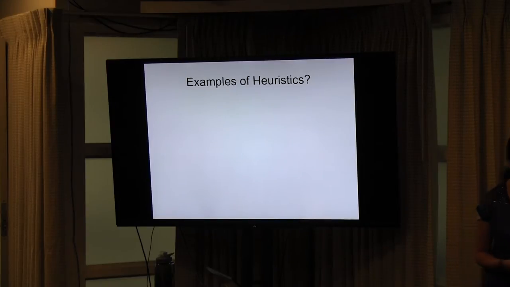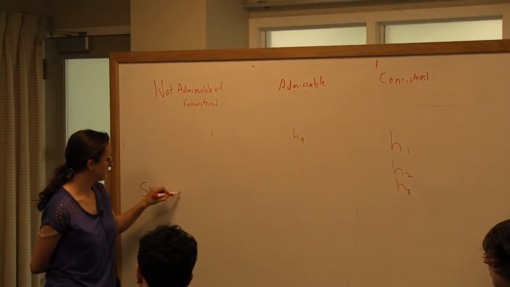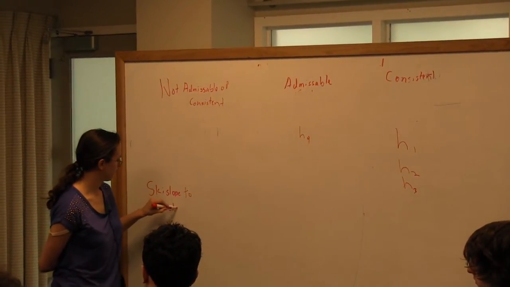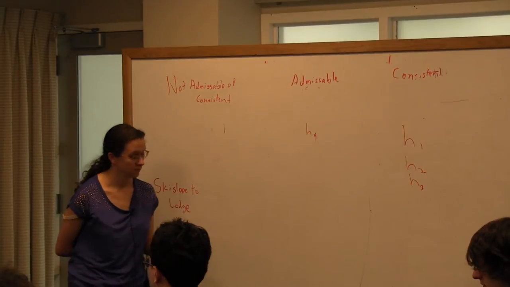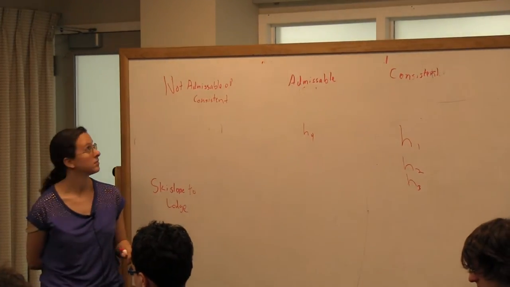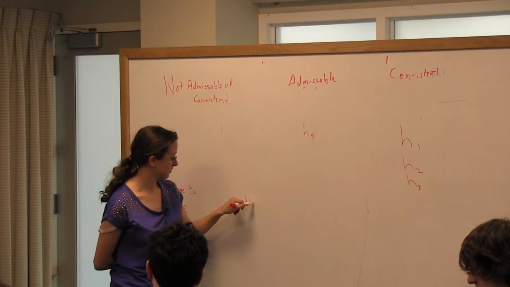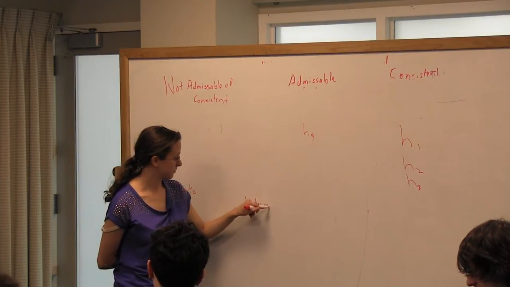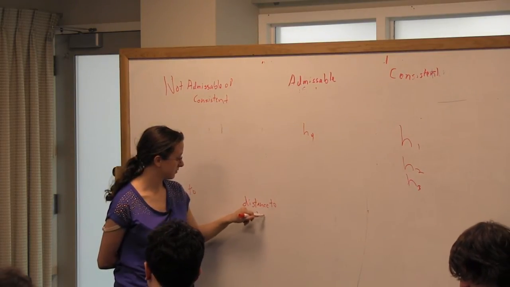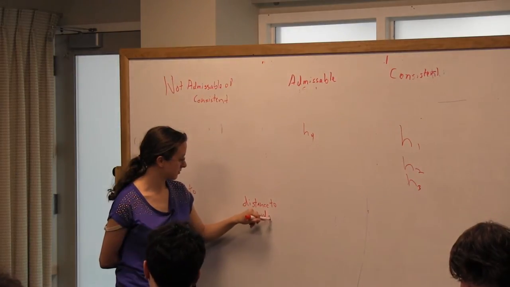Ours is get from somewhere on a ski slope to the lodge, and a good heuristic would be distance down the hill, distance from the lodge in a straight line. A bad one would be the gradient of the slope, sort of based on how steep. A worse one would be just the steepness of the slope that you're going down.